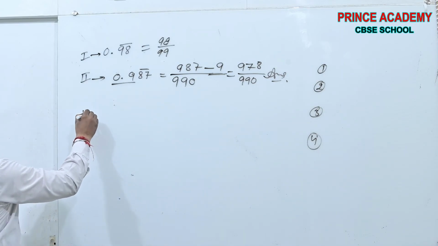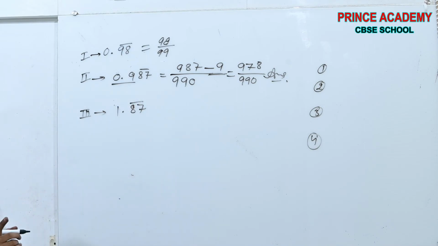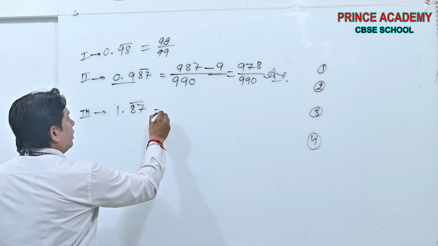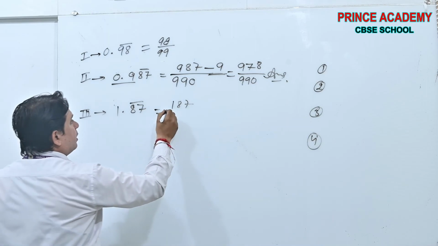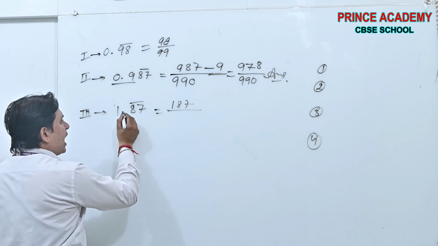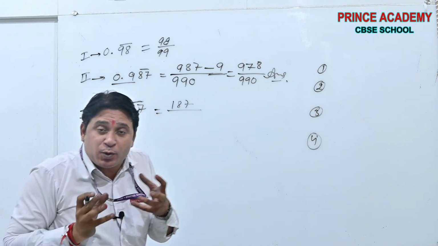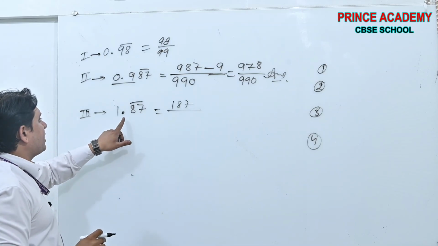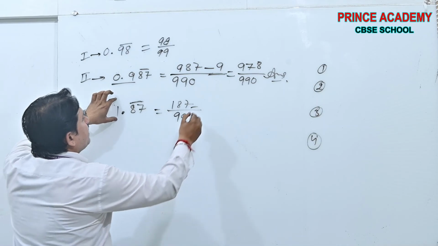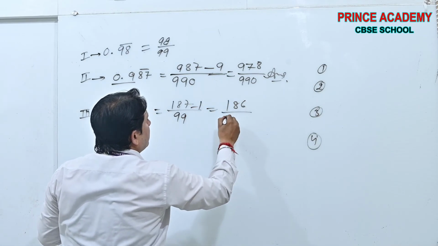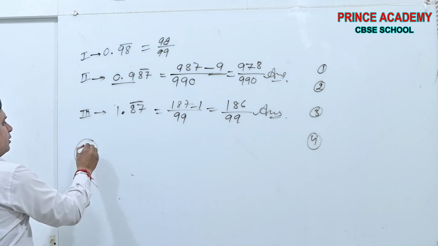Third type beta, 1.87. Suppose this is 1.87. See, what you will do? Write the whole number as it is, complete number without decimal, without bar. Put 2 lines after decimal. This portion is responsible for the denominator. And after the decimal, 2 digits are repeating, 2 lines. Minus non-repeating portion is 1. 186 by 991.